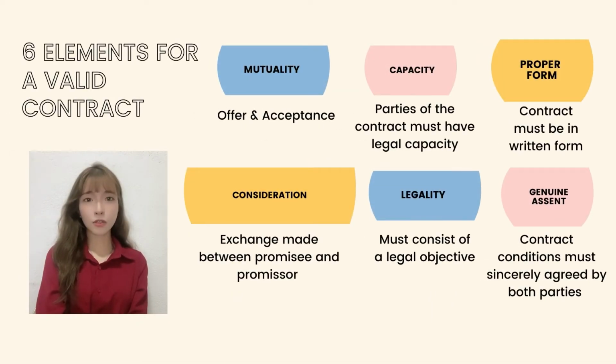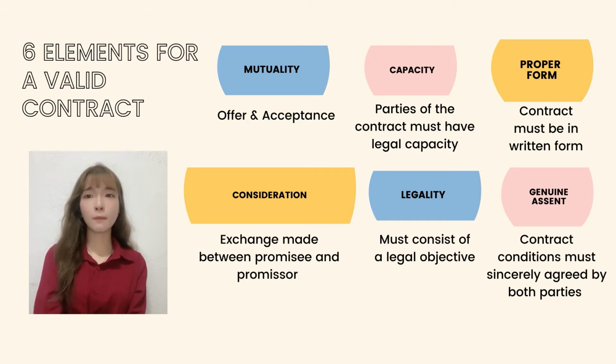There are 6 essential elements for the formation of a valid contract, which are mutuality, capacity, consideration, legality, proper form, and also genuine assent. Mutuality means a valid contract should have both offer and acceptance. An offer or a promise of an agreement needs to be in a contract because if there is no offer, then there will be no contract. When the other party is clear with the offer, they would make an acceptance once they are clear with all the rules and regulations that are being offered in the contract.